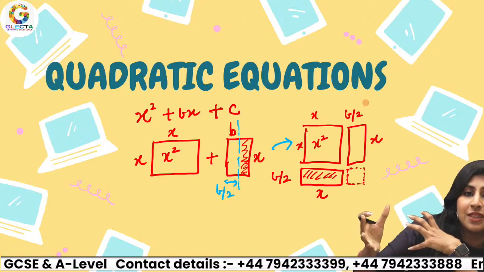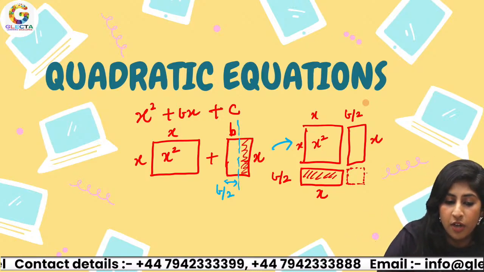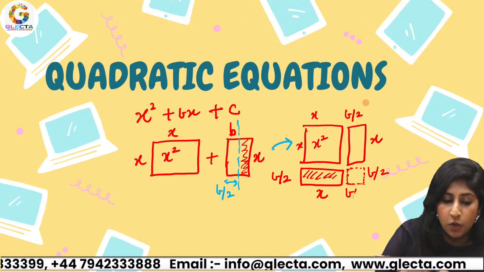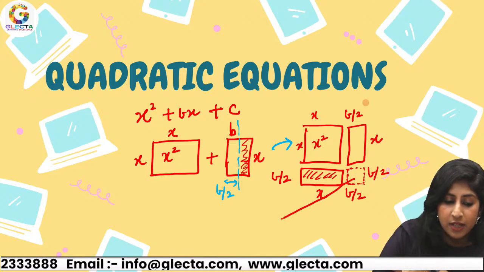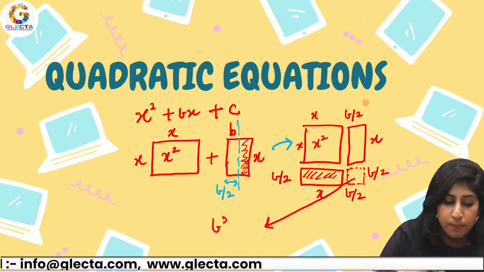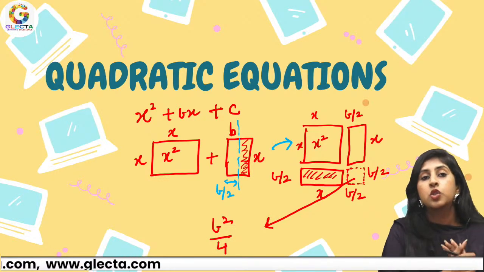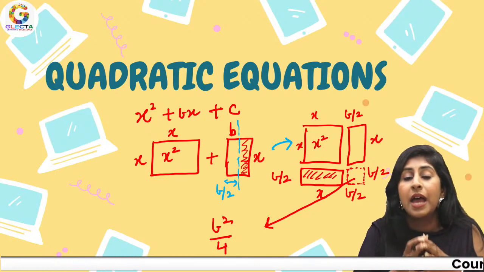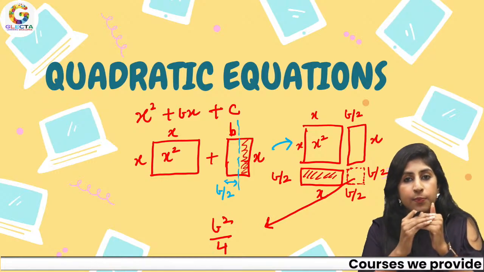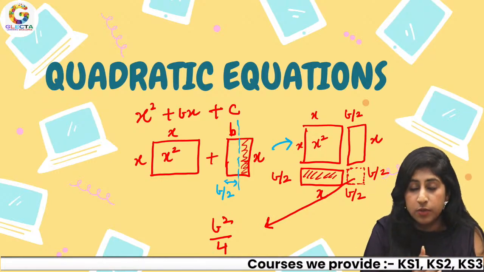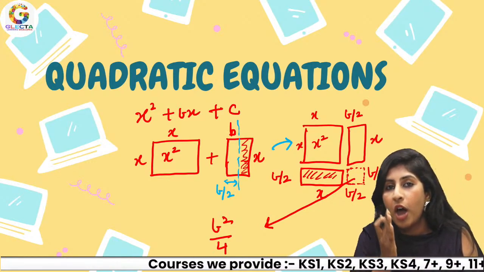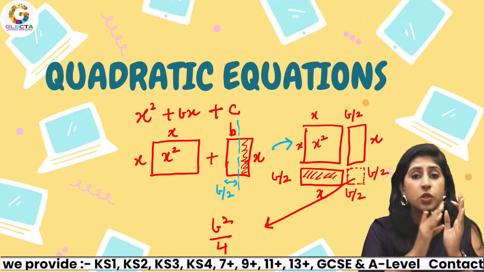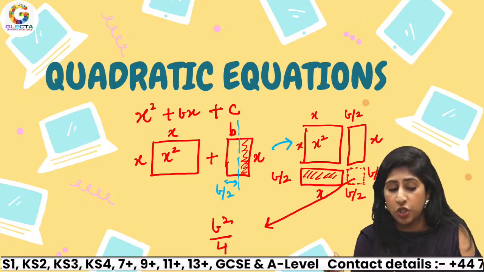What is the constant that I'm adding? Over here, you can see that this is b/2, this is b/2. So if I calculate this particular area, this would be b²/4. So what exactly am I going to do to complete the square method? I'm just going to add and subtract the square of half of coefficient of x. Remember that. I'm repeating again, the square of half of coefficient of x.